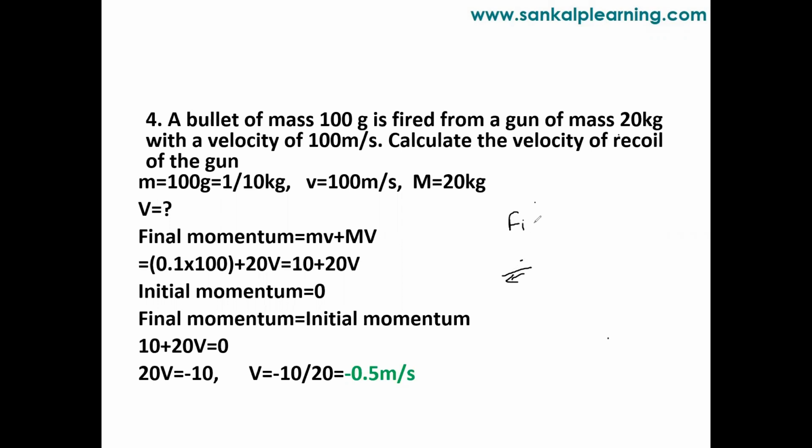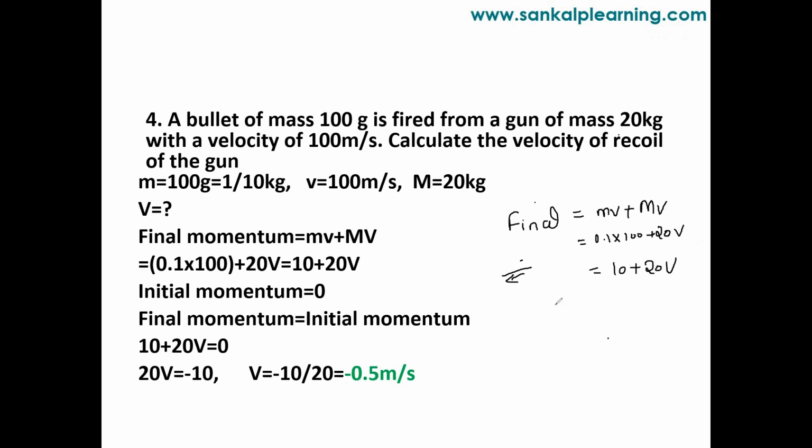Therefore we will write final momentum is equal to, so momentum is what? Mass into velocity. But here it is mass into velocity for the bullet plus mass into velocity for the gun. So what is the mass of the bullet? It is 0.1. What is the velocity of the bullet? It is 100 meter per second. Plus, what is the mass of the gun here? It is 20 kg into velocity. I'll take it as v itself. So now, if I simplify this, that is 100 into 0.1 is 10 plus 20 into v.